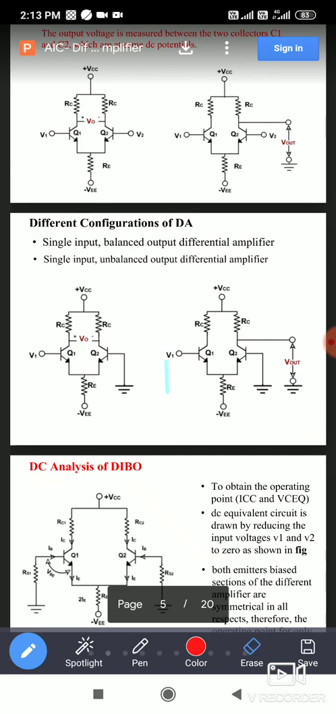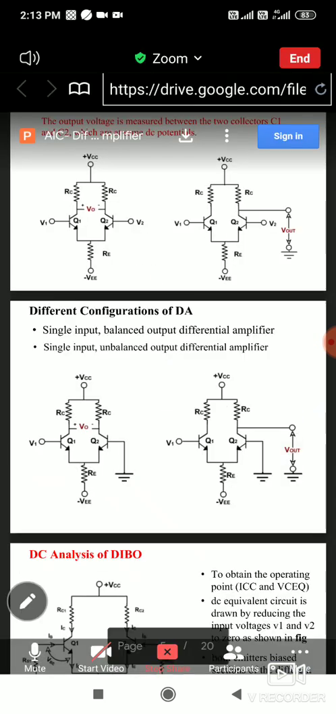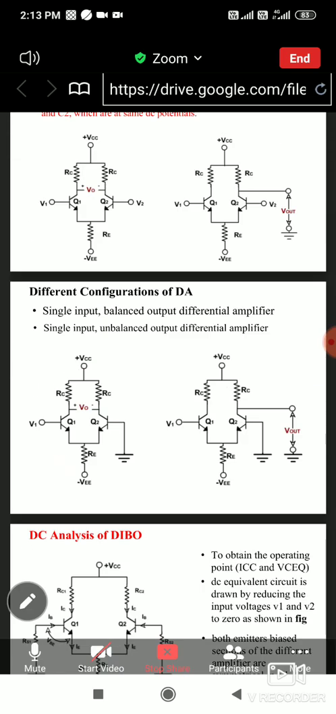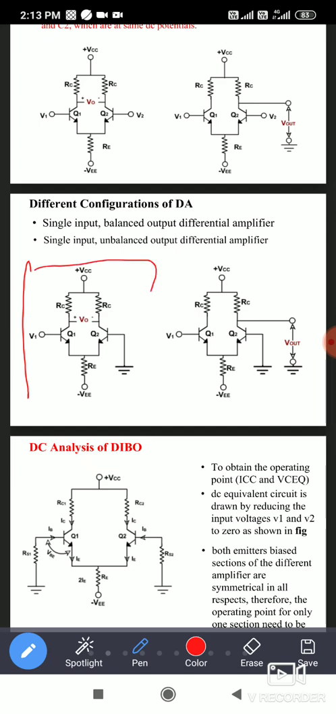Now after that, single input balanced output, that is shown in this diagram. So this is called what? Single input balanced output, because the output is taken between the collector terminals of both transistors, Q1 and Q2, where the input is applied at the base of transistor Q1 as V1.